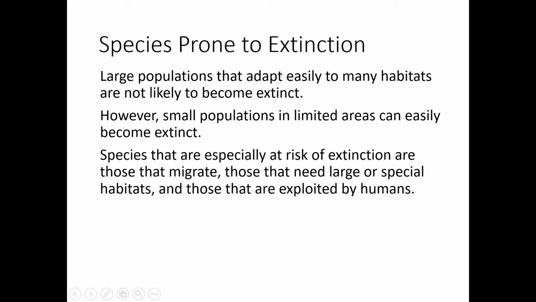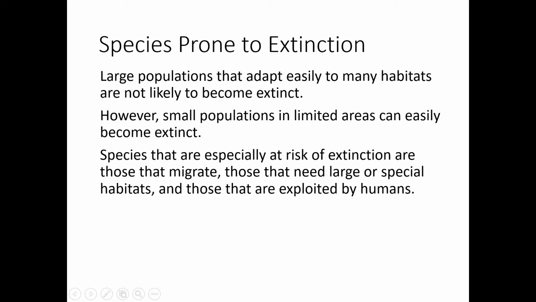So again, species that have an increased rate of extinction are going to be those that need large or special habitats, or those that have to migrate. Maybe there's a certain population of birds that have to migrate to a specific area during winter. Well, if that area where they migrate gets eliminated, then that's going to put them in danger, because they have to find a new area to go to during the winter.